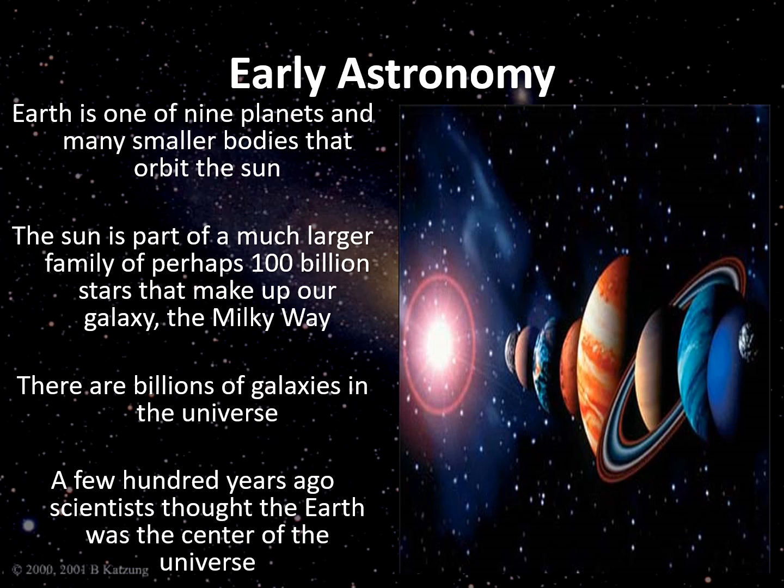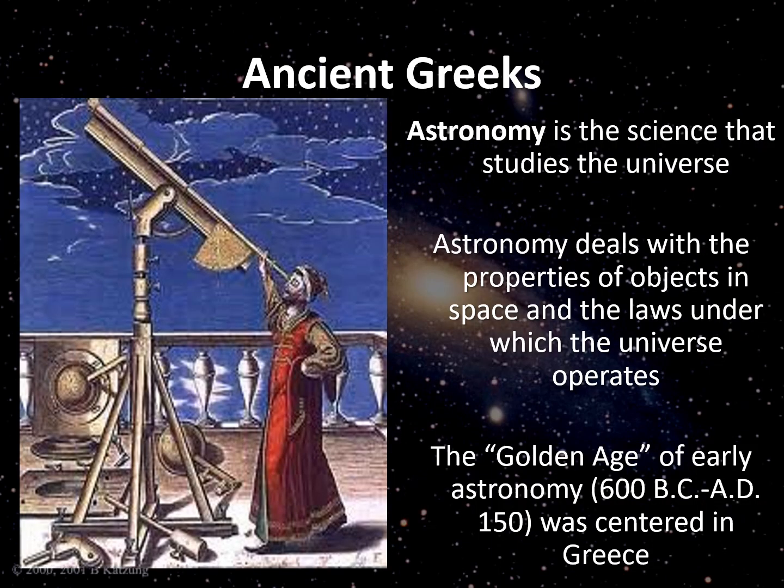Let's start off by talking about early astronomy. Earth is one of the 9 planets and many smaller bodies that orbit the Sun. There are billions of galaxies in the universe, and the Sun is a much smaller part of just one galaxy. And a few hundred years ago, scientists thought the Earth was at the center of the universe.